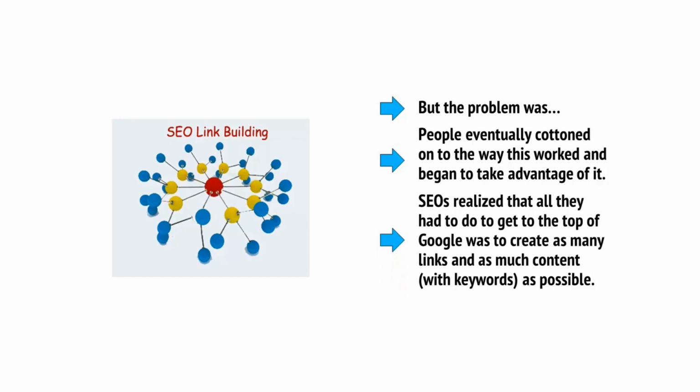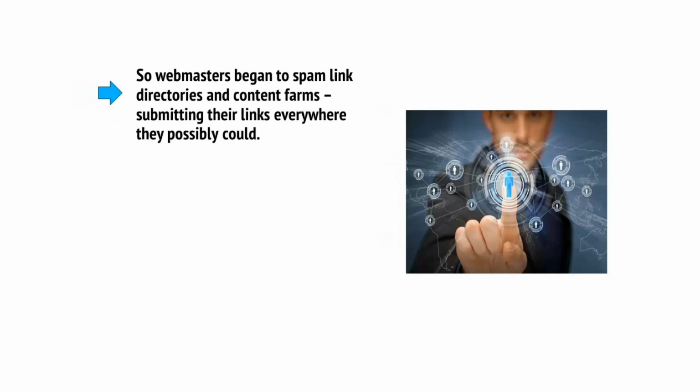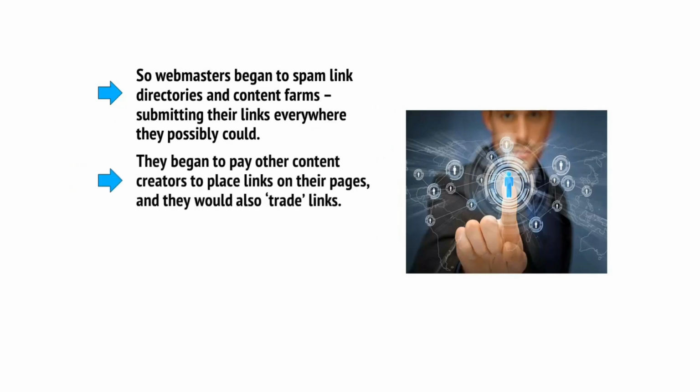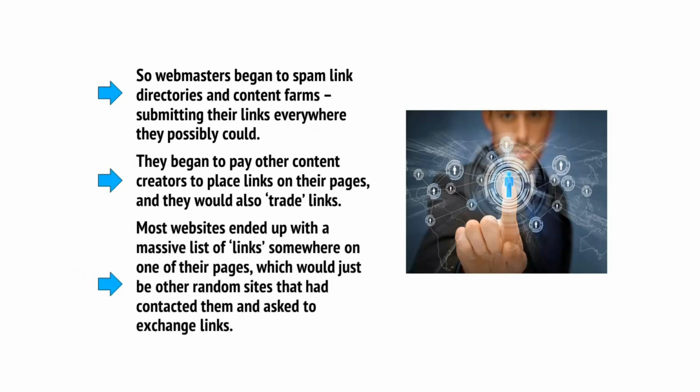Search engine optimizers realized that all they had to do to get to the top of Google was to create as many links and as much content, with keywords, as possible. So webmasters began to spam link directories and content farms, submitting their links everywhere they possibly could. They began to pay other content creators to place links on their pages, and they would also trade links. Most websites ended up with a massive list of links somewhere on one of their pages, and these would just be other random sites that had contacted them and asked to exchange links.